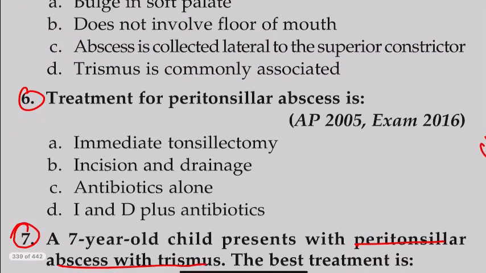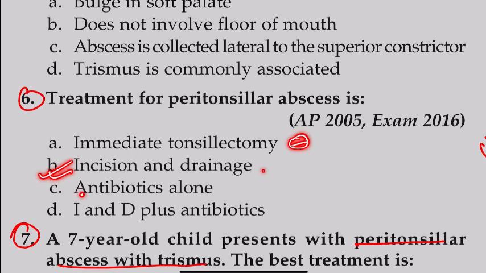Treatment of peritonsillar abscess. Now what is the treatment? Immediate tonsillectomy? Okay, now here, no, it is not the treatment. Incision and drainage? Yes, it is. Antibiotic alone? No, it is also not done, right? Antibiotic alone is not done. The mainstay of treatment is incision and drainage, right?